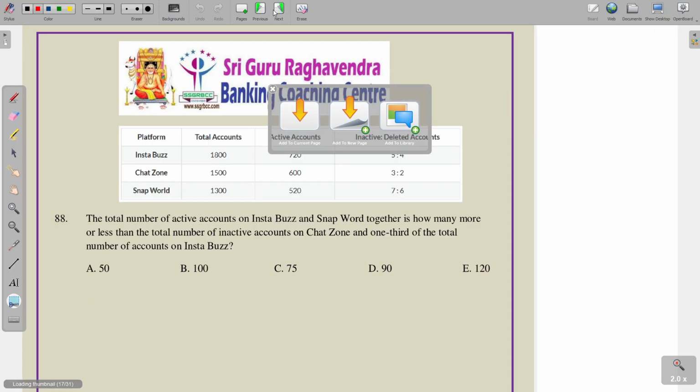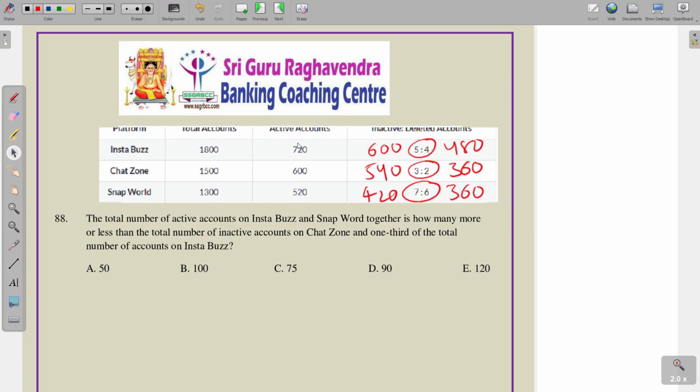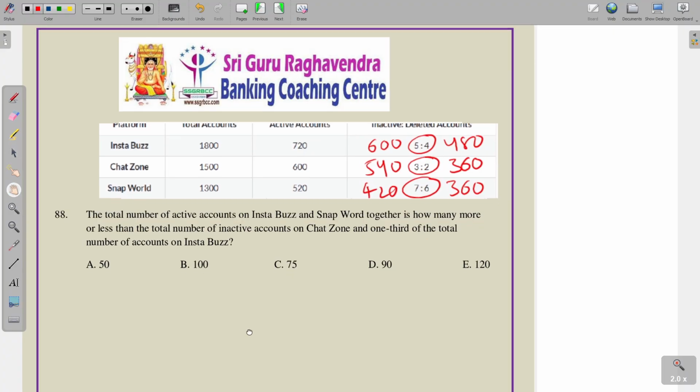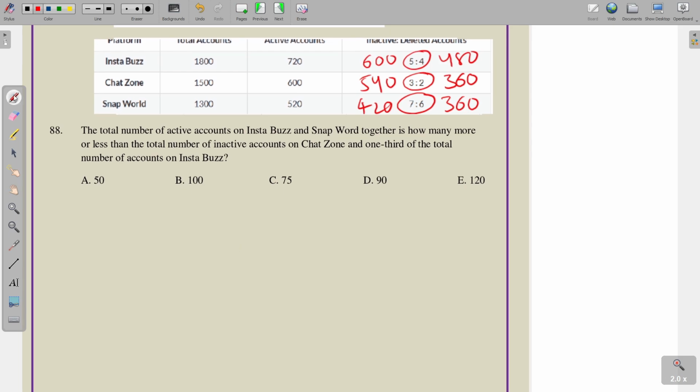Next page. In that next, total number of active accounts in InstaBuzz and Snap World together.